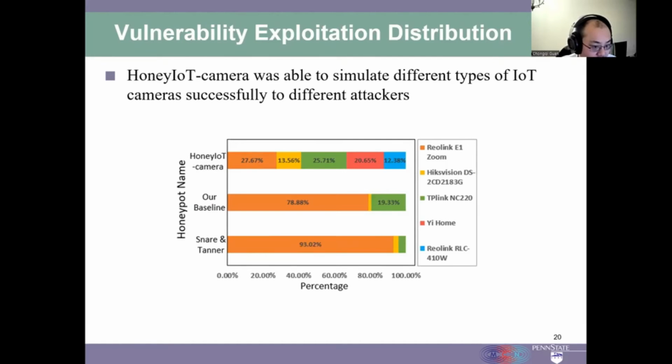So this figure shows the vulnerability exploitation distribution. If we look at the figure here, we can see that HoneyIoT did direct different attackers to different vulnerabilities that exist on different IoT cameras to maximize the possibility of attacks, which indicates that HoneyIoT can mimic different IoT cameras. The baseline honeypot and Snare/Tanner cannot do so. In fact, most of the attackers collected by them are through a simple vulnerability that exists on the Reolink E1 Zoom camera, which is basically that the attacker can do a directory traversal attack to get the SSL key.